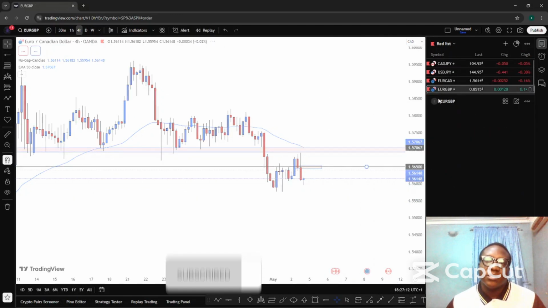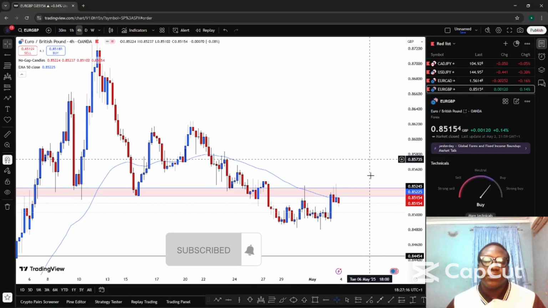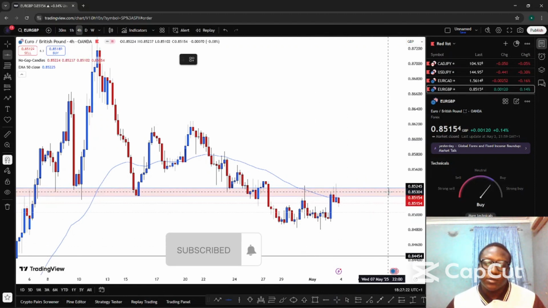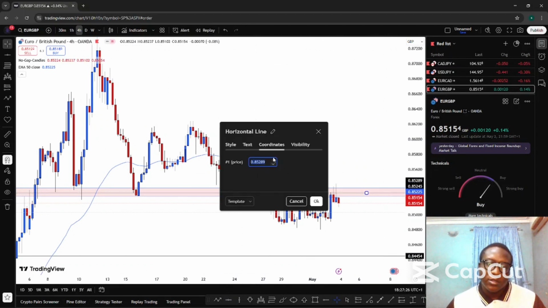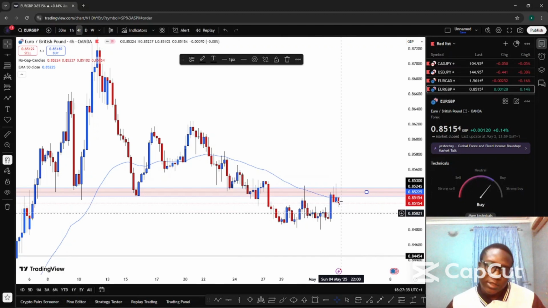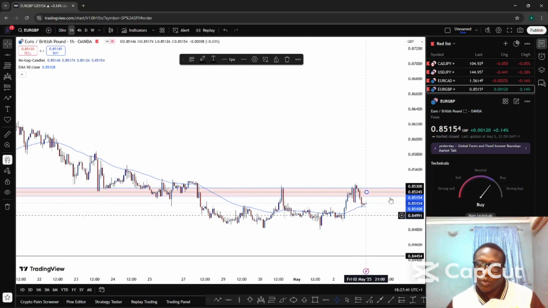The next pair is EURUSD. Let me draw this psychological level for you guys. So basically, just drop it in there and adjust it to the nearest psychological level, which is 0.85300. As you can see, the market is at that point. So basically, that's what we're waiting for this week.